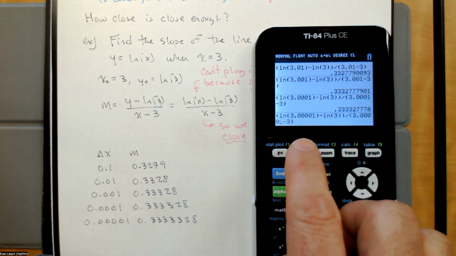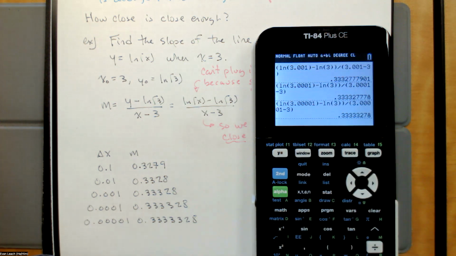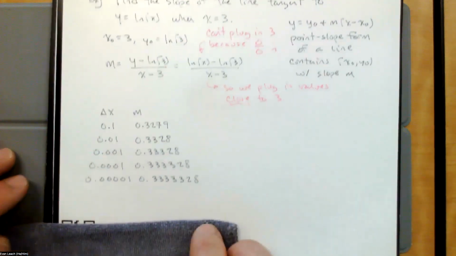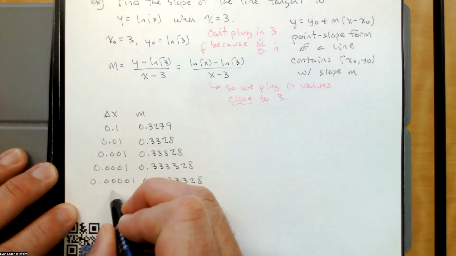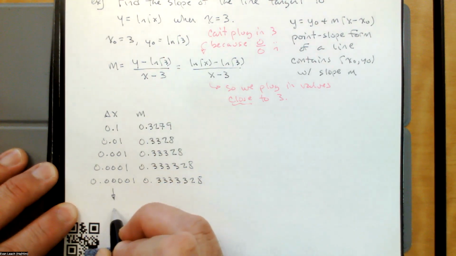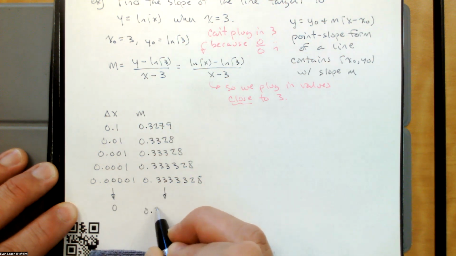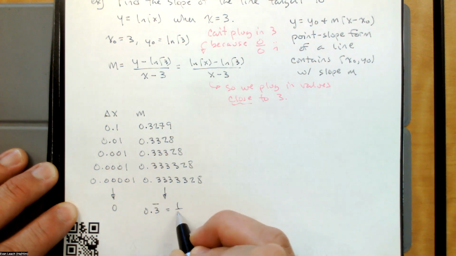1, 2, 3, 4. And it looks like that's where we're headed. So every time I throw in another 0, I get another 3 before the 2, 7, 8 part starts. Eventually, I'm going to run out of space on my calculating machine. It looks like we're headed towards a third. It looks like as delta x is getting close to 0, this number is getting close to 0.3 repeating, or 1/3.